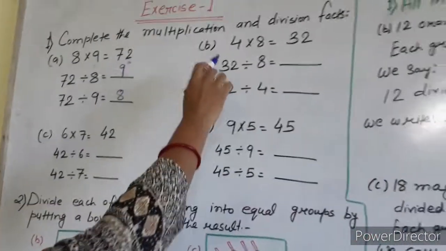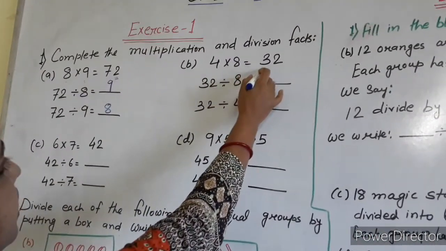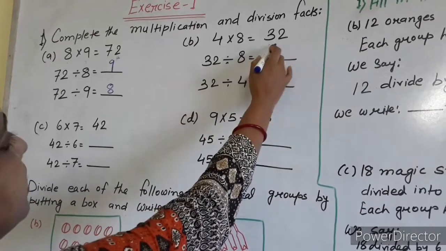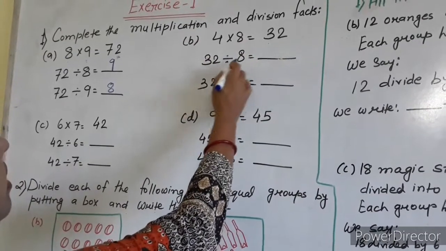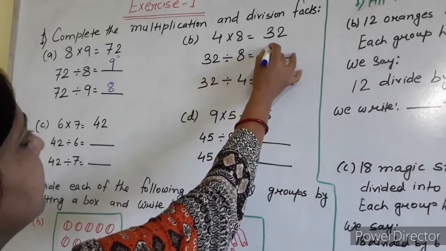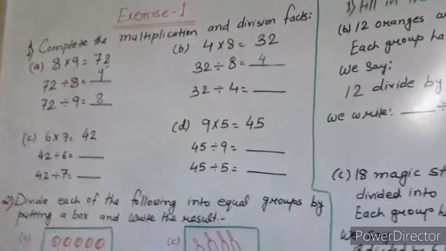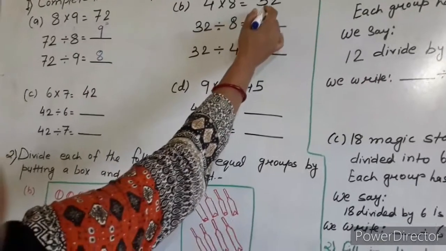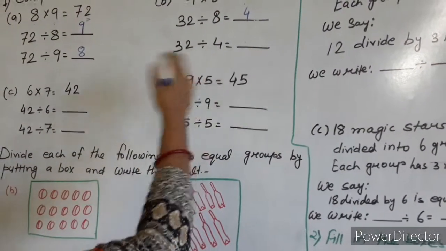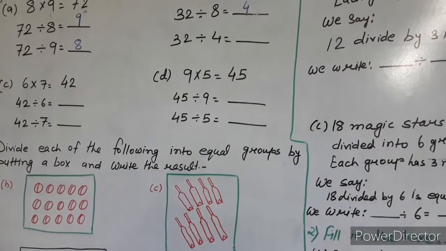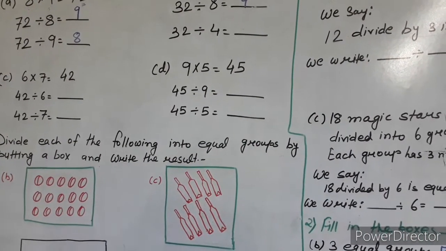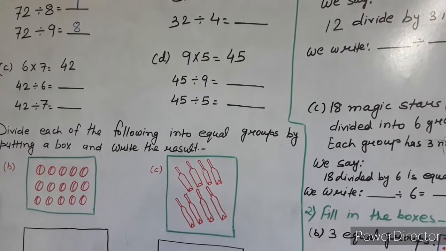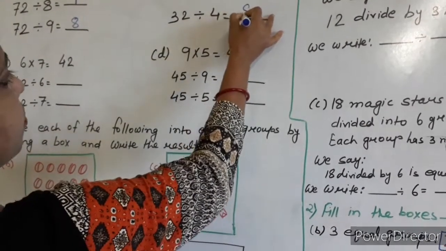Then in question B, 4 into 8 is 32. In the division fact we are going to write 32 divided by 8. What will be the answer? 8 4s are 32: 8 1s are 8, 8 2s are 16, 8 3s are 24, 8 4s are 32. And in the next one, 32 is divided by 4. You go through the table of 4: 4 1s are 4, 4 2s are 8, 4 3s are 12, 4 4s are 16, 4 5s are 20, 4 6s are 24, 4 7s are 28, 4 8s are 32. So here it is 4 8s are 32.